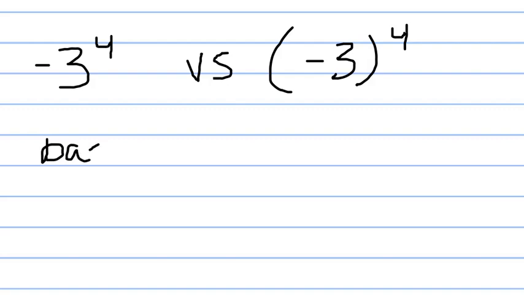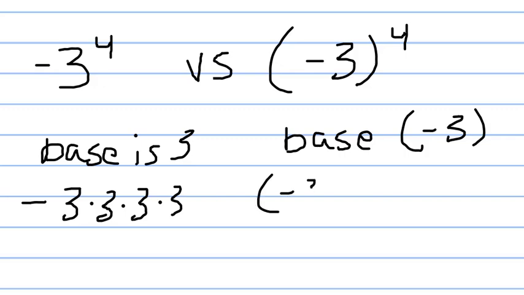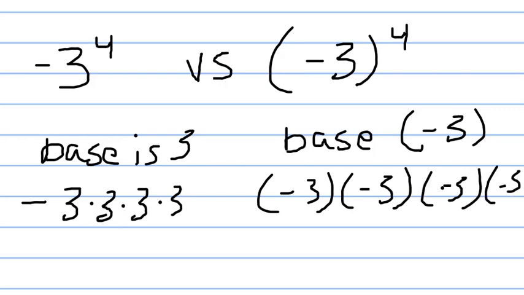Okay, the base is 3. How would I write that expression written out? I would write it as take the opposite of 3 times 3 times 3 times 3. Okay? And the second expression, what is the base? The base is negative 3, and I'm going to take that base times itself 4 times. So negative 3 times negative 3 times negative 3 times negative 3.